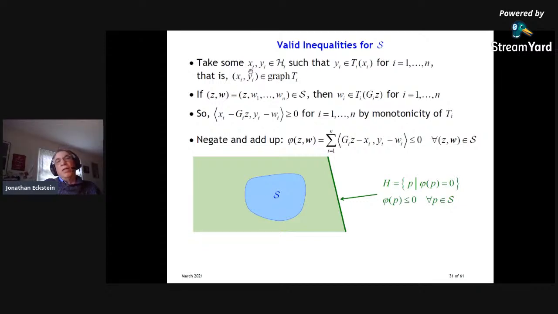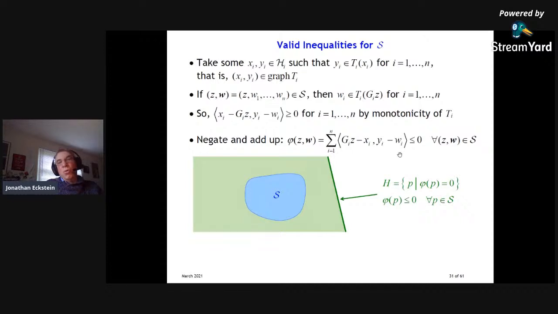And so it turns out if I have any points xi, yi in the graph of these operators Ti, that is, yi is in the image of xi under this set-valued map Ti, and I have a point z, w that's in this target set S, then just by the monotonicity of the Ti's, this inner product is non-negative. So I take minus all those and add them up, I get this function here. And if I stick in any point that's in S, I must get something non-positive.